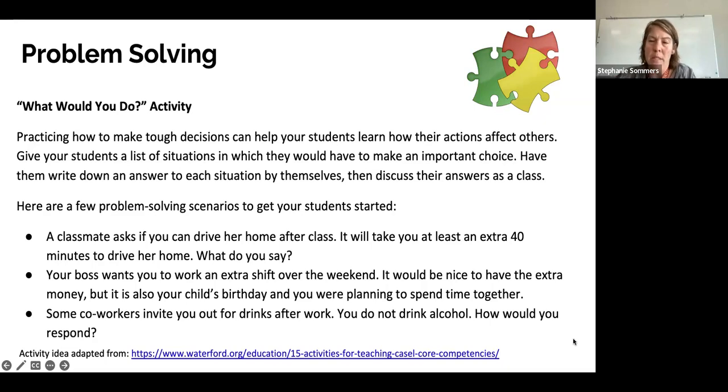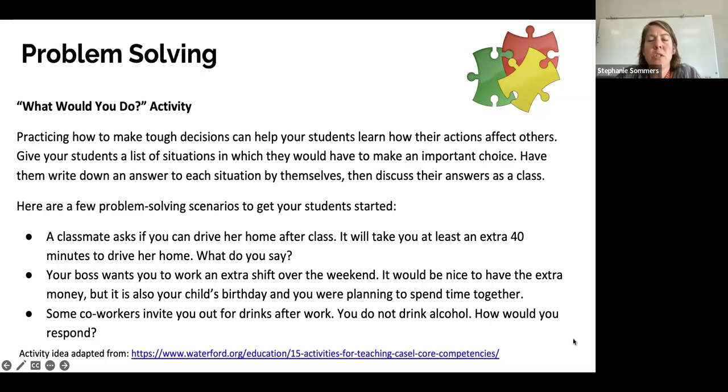How would you respond? So I think these situations are so great for our adult learners because they bring in culture and the idea that the way that we respond to a lot of life events can really depend on our culture.